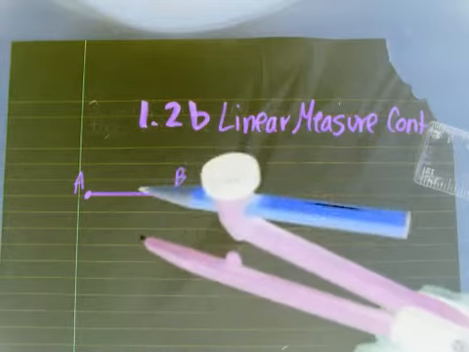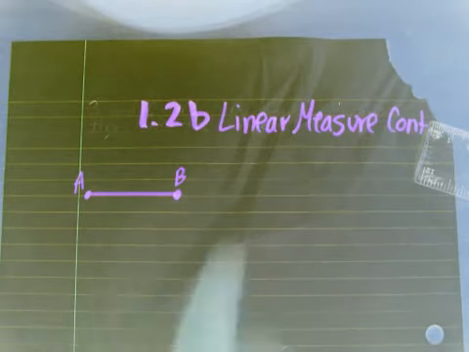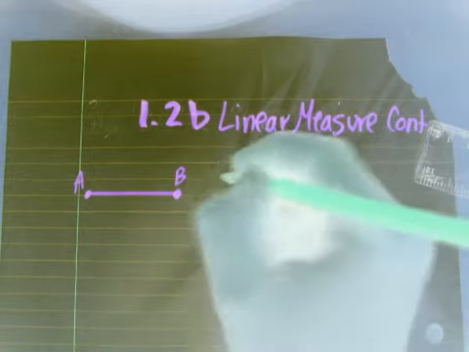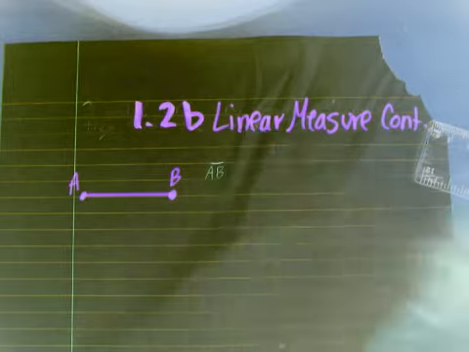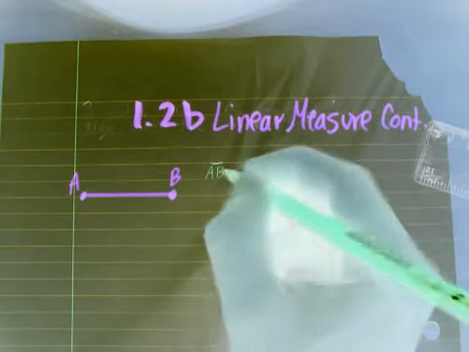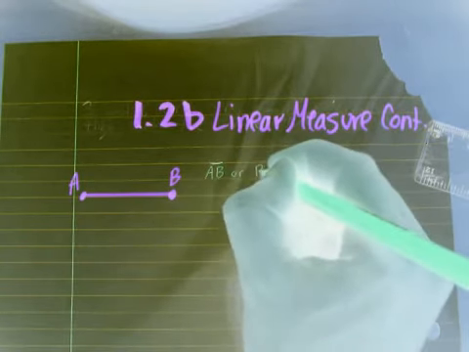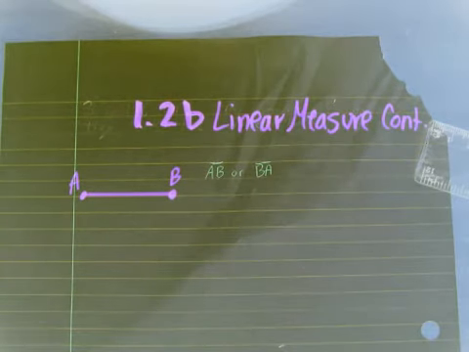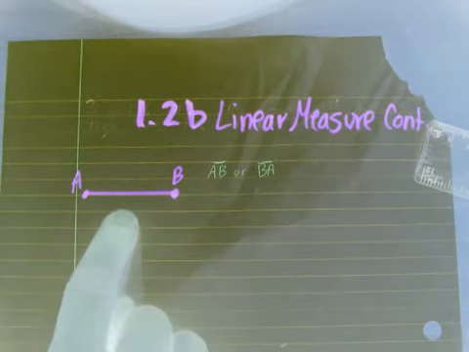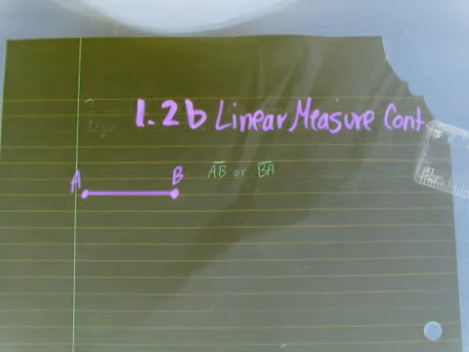things with your compass. So here we have a segment AB, and again, the way that we can label this is either writing it as this with a little dash above it, and it is read segment AB, or we could write segment BA. It doesn't matter. But today you're going to be asked to construct a congruent segment to AB.